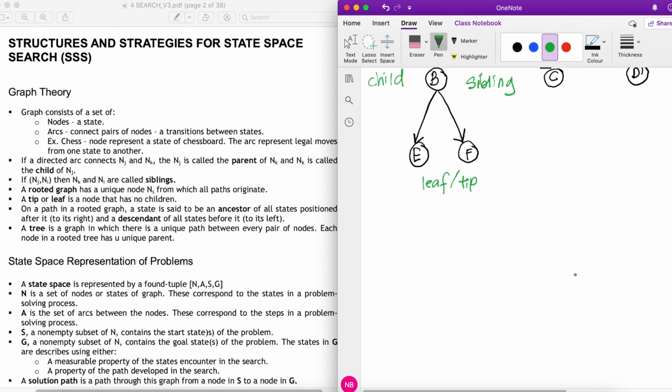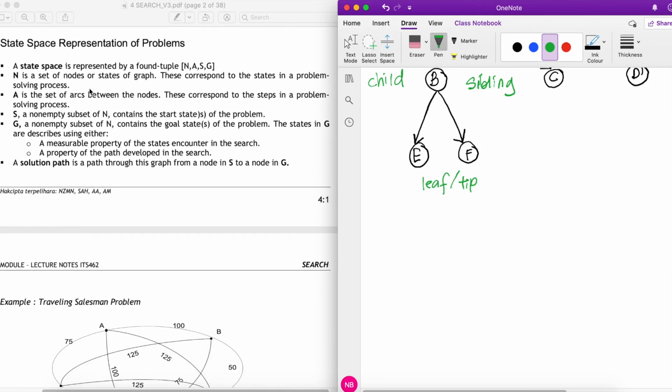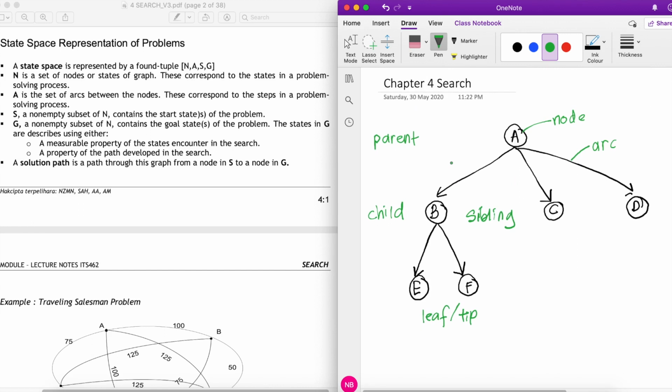Now let's look at how we represent the state space in problems. Usually a state space is represented by a four-tuple, which is N, A, S, G. If you look at this tree, you can see the N, A, S, G. N is a set of nodes in the graph. So you have a set of nodes here: A, B, C, D, E, F. These are the nodes. And you have a set of arcs connecting all the nodes. So you have AB, AC, AD, BE, and BF. These are the arcs. S is a non-empty set which contains the start state.